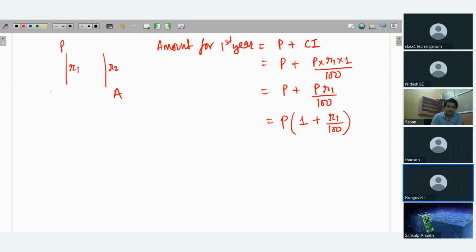So the amount for the first year is P into 1 plus R1 by 100. This amount will be taken as principal amount for the second year. Right? So see, now we find the amount for the second year.